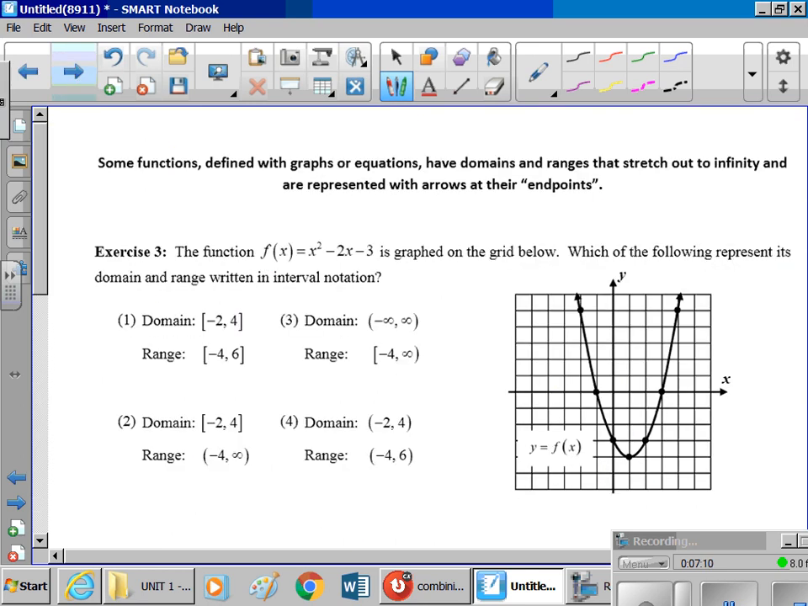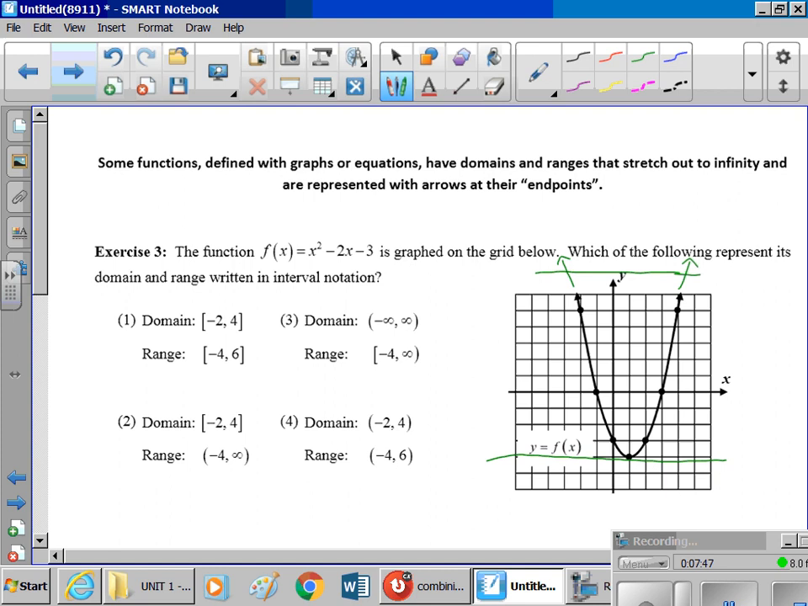Some functions defined with graphs or equations have domains and ranges that stretch out to infinity and are represented with arrows at their endpoints. So sometimes you can't put a box around it. If you look at this parabola in exercise 3, we could probably put a line at the bottom, but we really can't put a line at the top because we have arrows there. And it's the same thing when you think about our domain. We have arrows, so you can't put lines on the right hand side. So that kind of gives you a hint that that's when infinity is going to come into play.